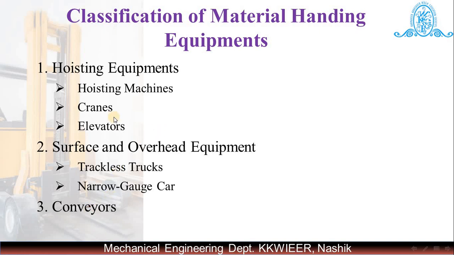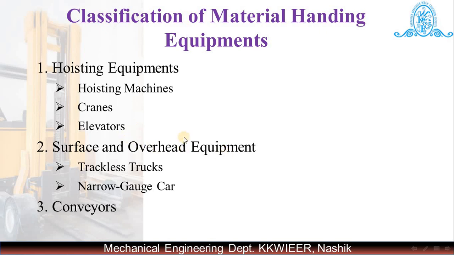So hoisting equipment, in that we have three types usually. Hoisting machines, we can say, for vertical transportation, or either elevators are there, or either we can say cranes. So these are the three basic equipments. Related to that, I will show you some pictures or video photographs of the machines or equipment.